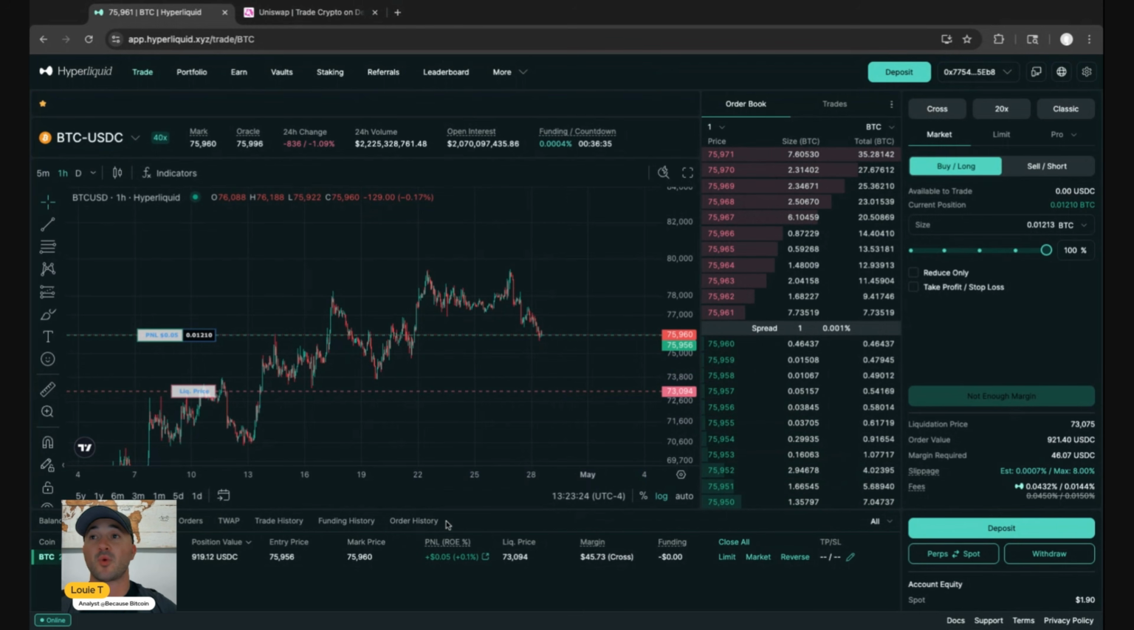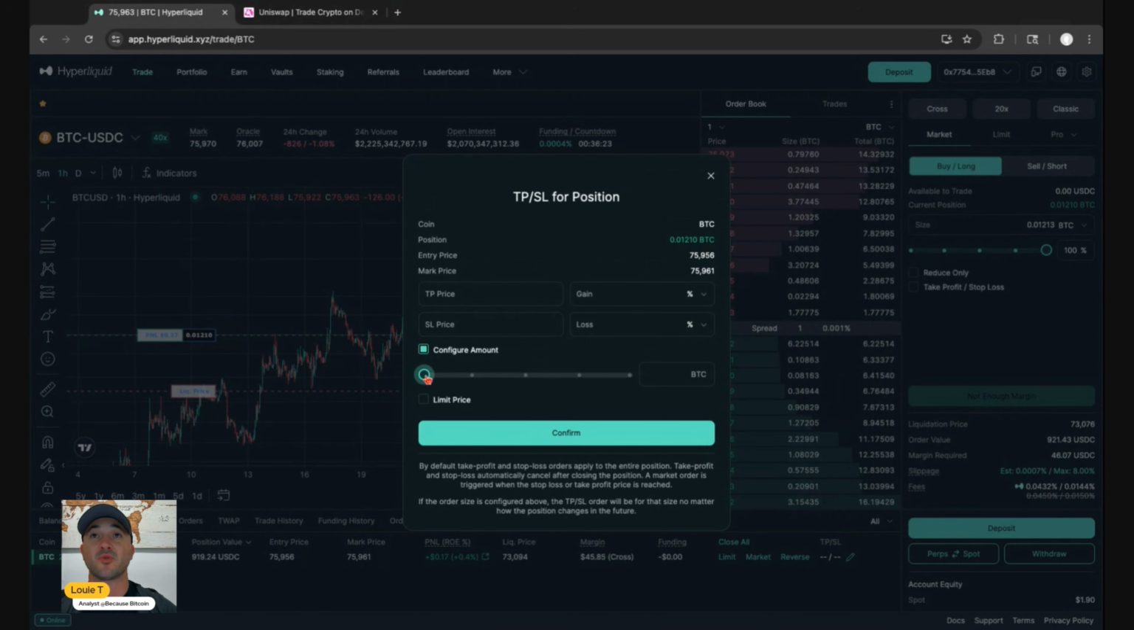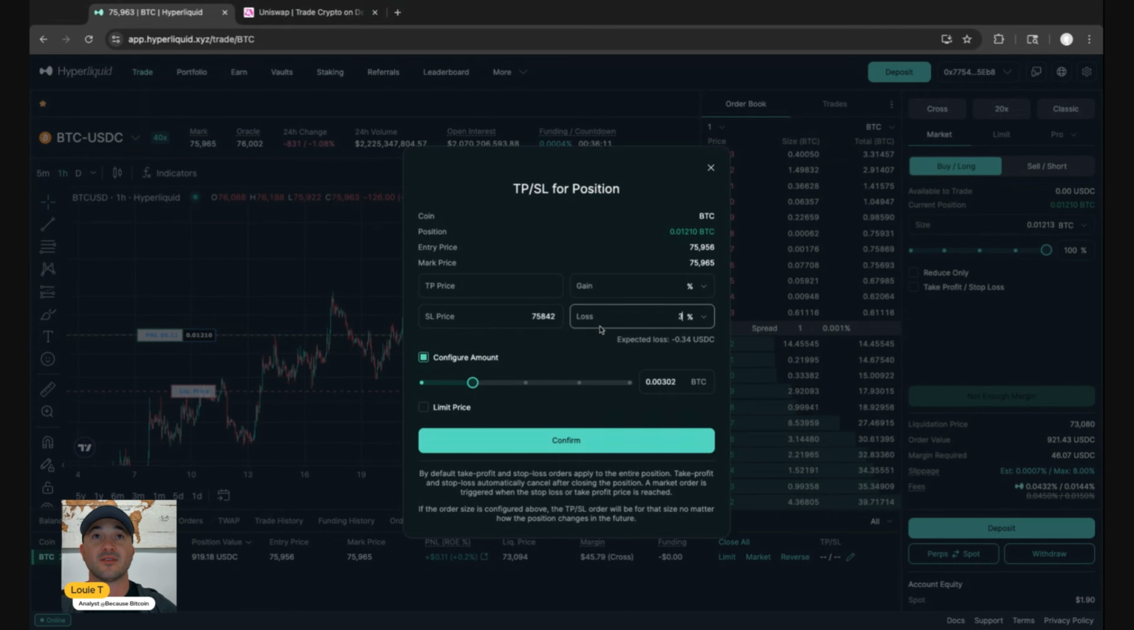And if you want to set a stop loss afterwards, you can see right here, TPSL. You could set a take profit price. You could set a stop loss price. You could also set, let's say you only want to close 25% of the position at a certain price. You can do that. So like, let's say price drops 3%. I want to close 25% of the position, not all of it. I can do that. And you could layer multiple stop losses.